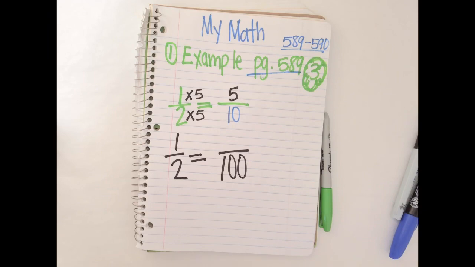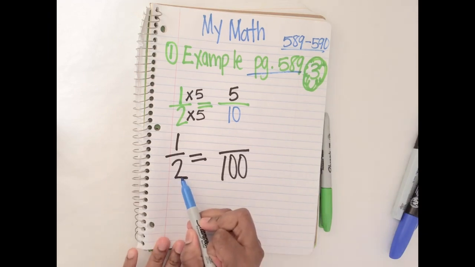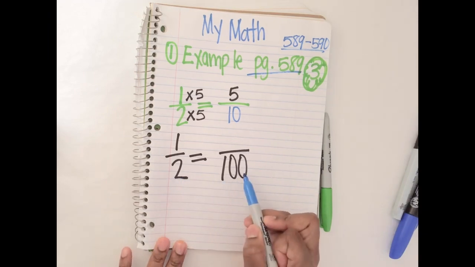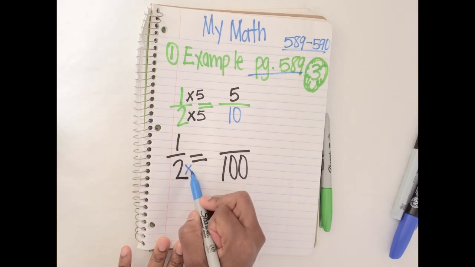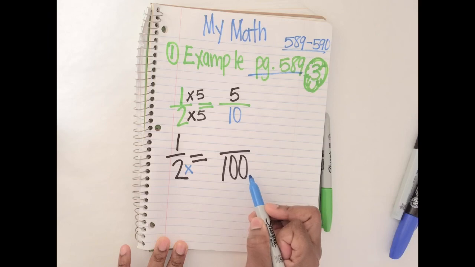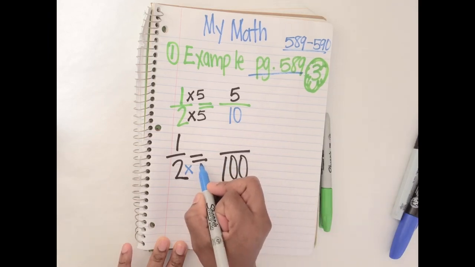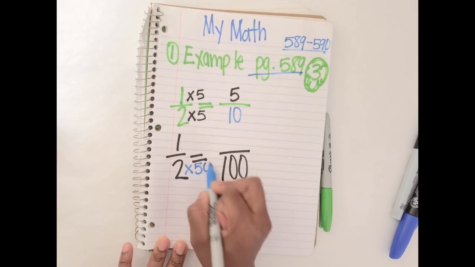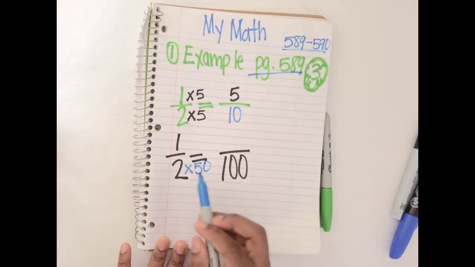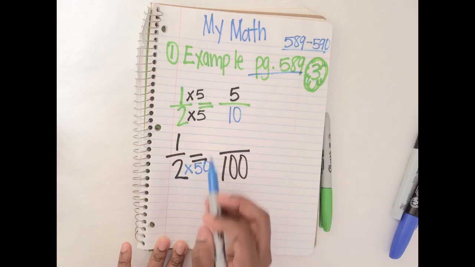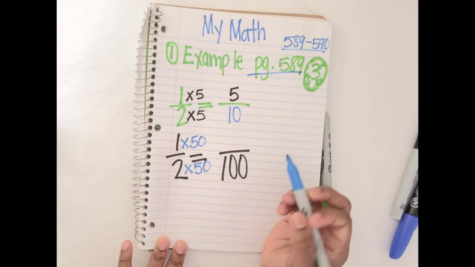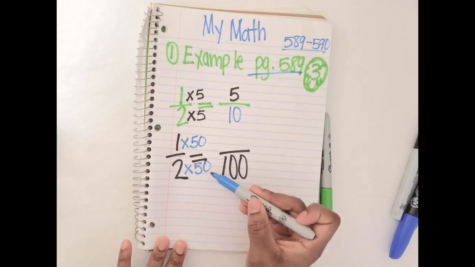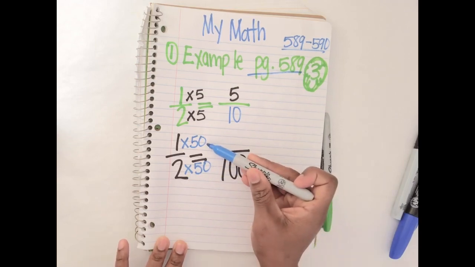So we answer that by saying, what number can I multiply by 2 to get to 100? I know I can multiply by 50 to get to 100. And if I multiply my denominator by 50, then what do I have to do? Multiply my numerator by 50. Whatever you do to the bottom of the fraction, you must do to the top.